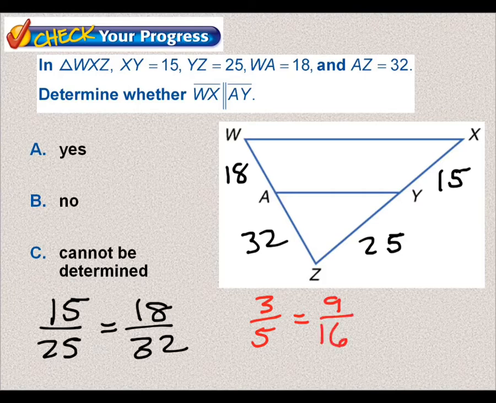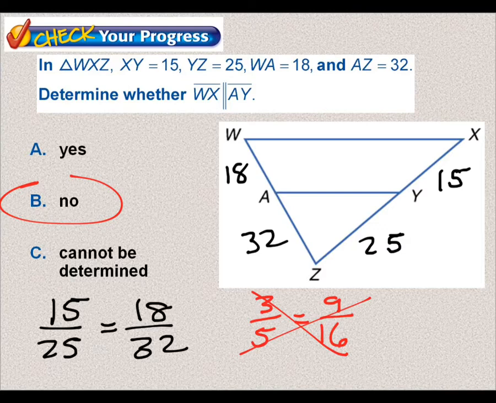Neither of those can go any further. I know 3/5 is not the same as 9/16. So these are not proportional. So this would be no, these are not parallel. WX is not parallel to AY because it doesn't pass the theorem. When is it cannot be determined?